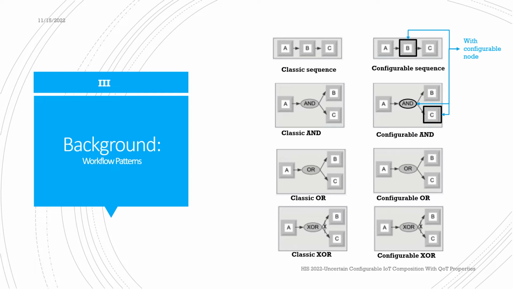On the other hand, according to the classic composition, several patterns have been presented using the QoS parameters and based on the notion of workflow, they have proposed the sequence and or XOR parameters, and in the context of the business process, they have proposed these operators or workflow patterns in the classic and configurable mode.